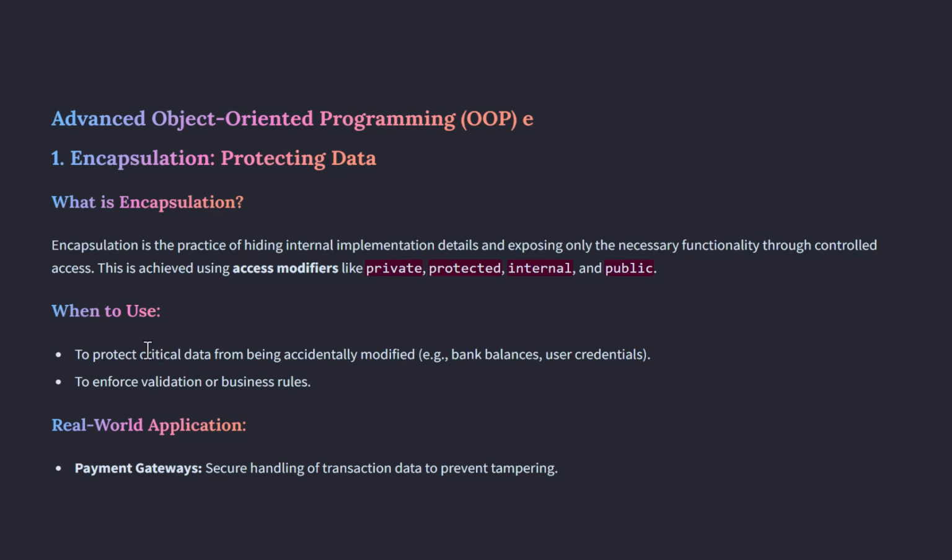And as we mentioned before, use it to protect critical data from being accidentally modified, like a bank balance or user credentials, or to enforce validation on business rules. Real-world applications that normally use encapsulation include payment gateways, to securely handle transaction data and prevent tampering. Let's switch to Visual Studio and have a look at an example.